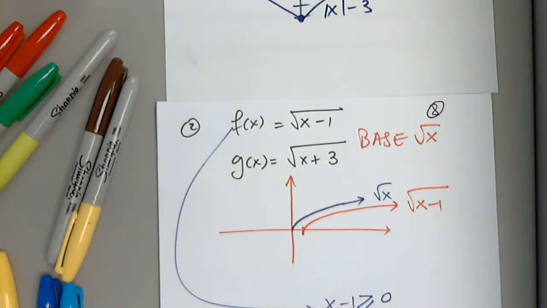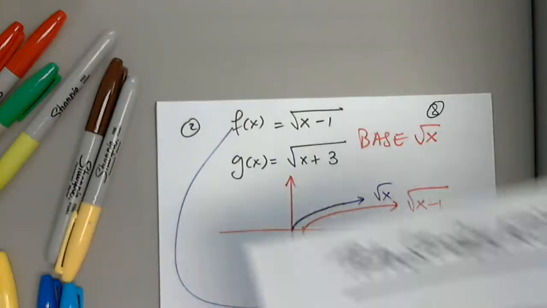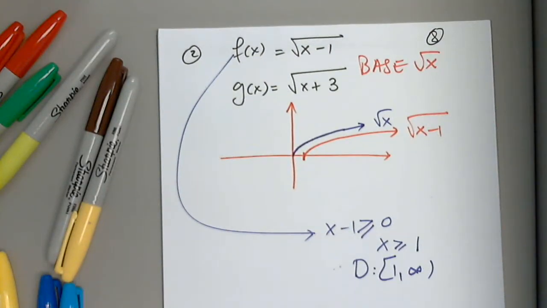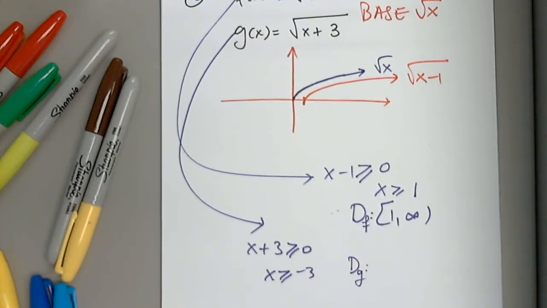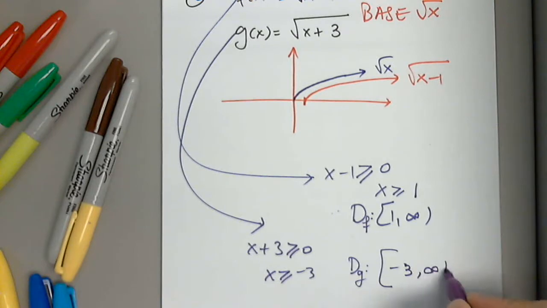Let's determine the domain of g now, please. What do I have to write and solve to determine the domain of g? x plus 3 is greater than or equal to 0. Perfect. Which means x is greater than or equal to negative 3. Very good. And the domain for f, so let me write f here so it's clear, and the domain of g would be? Bracket -3, infinity. Good. Now we know the domain of the function.